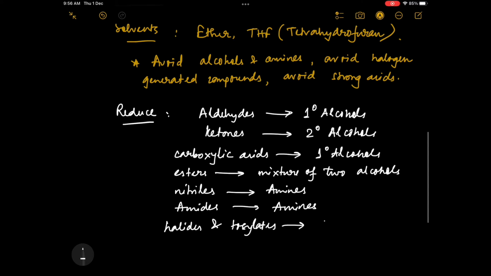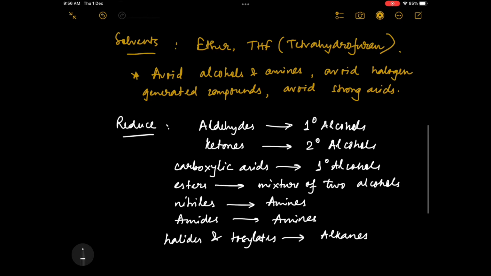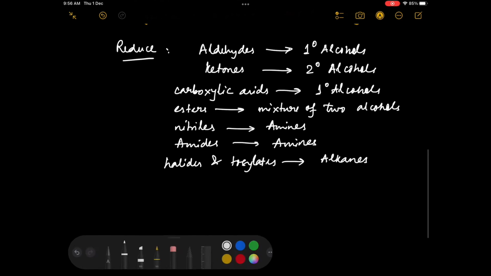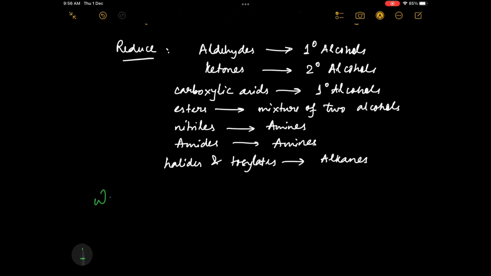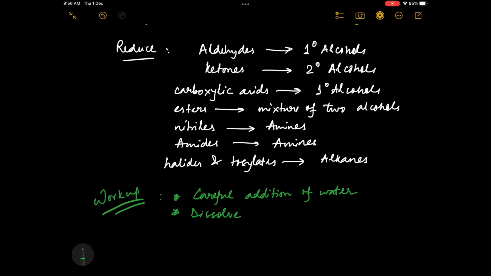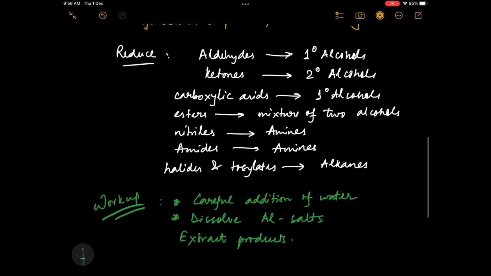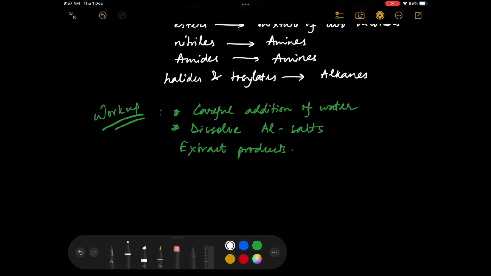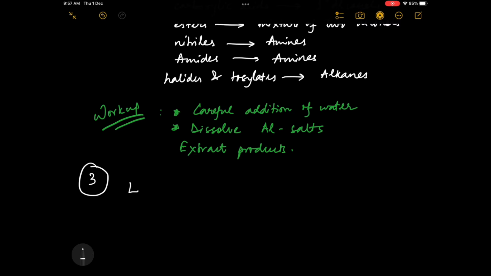Halides and different types of tosylates are actually reduced to alkanes via hydride. The H comes in, the hydride comes in. The workup should be the careful addition of water to quench the excess lithium aluminum hydride that is present. There will be aluminum salts formed, so those should be dissolved carefully, and then the organic solvent extraction of the products should be performed.